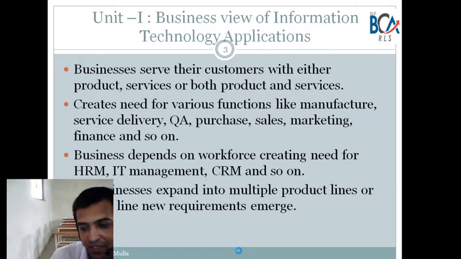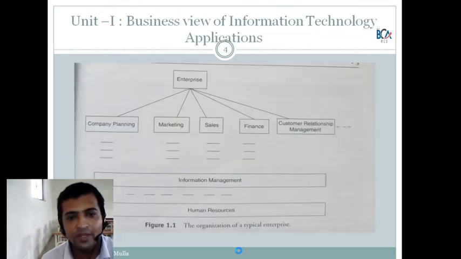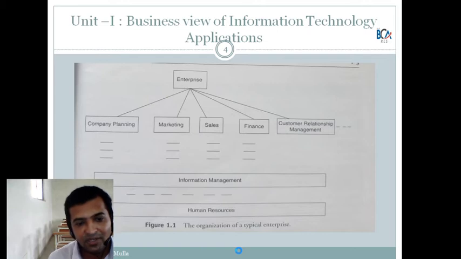So from one store in 2020, if you expand to 5 stores in 2025, don't you think the requirements change? They will change, right? As you diversify into multiple products, the products will also change, the catalog also changes, and your business requirement also changes, right? So this is a brief overview of how an organization looks like. Your enterprise, you're having planning, you're into marketing, you're into sales, you're into finance, and you're into CRM. There is information management. Just a typical example of how an organization looks like, right?